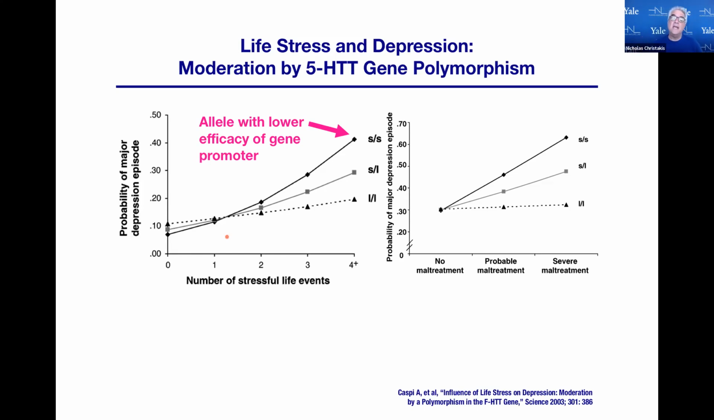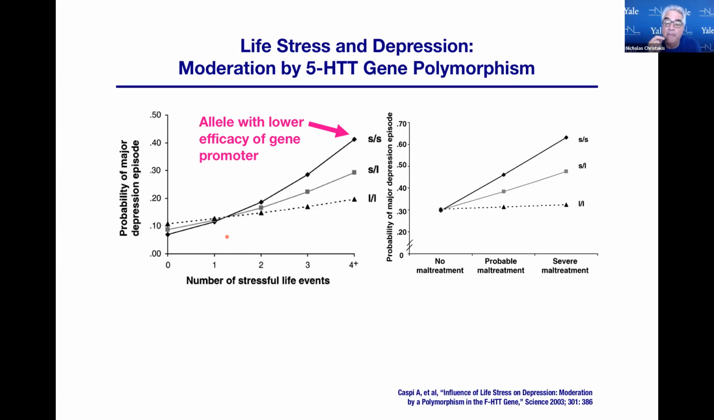Here, the idea is that whether a gene expresses itself depends on what particular environment the individual happens to find themselves in. And specifically, the social environment is what we're talking about. Genes modify environmental effects. In other words, what happens to you as a result of an environmental exposure may depend on your genes. And environments modify genetic effects. Whether your genes are expressed may depend on your environment.